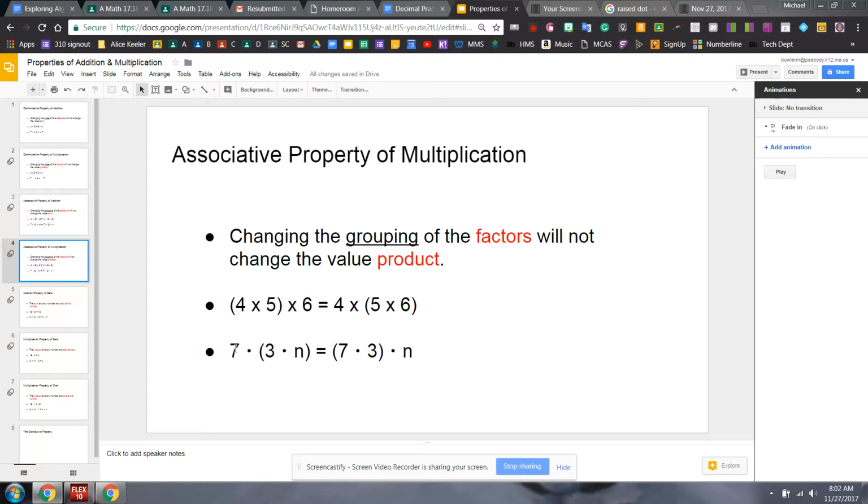We'll see in a little bit that you can actually mix things together or use two properties when simplifying an expression. And the same thing down here, 7 times the quantity 3 times n is the same as 7 times 3 times n. And changing the groupings will not change the value of the sum or the product.